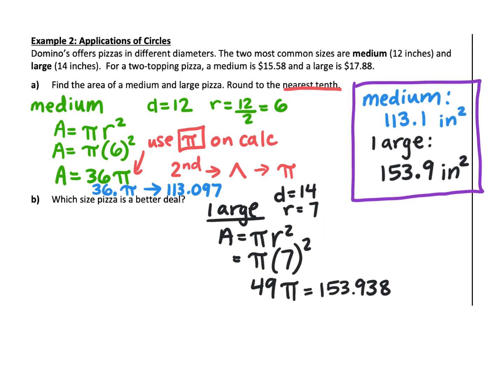So now we know the areas of each pizza, but we still haven't figured out which pizza is the better deal. To figure that out, you want to look at unit price. You need the price per ounce or the price per square inch. So here we have dollars. How much does it cost? And I want to look at it for 1 square inch of pizza. I'll show you what I mean by looking at the medium pizza.